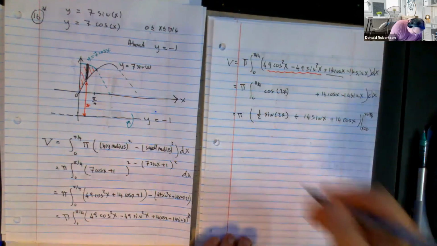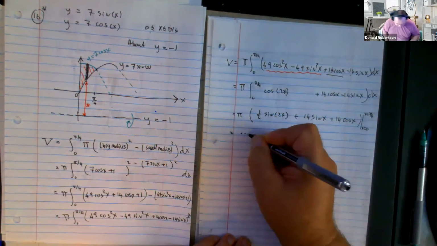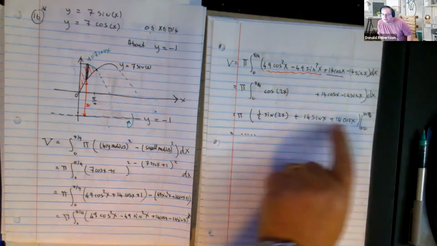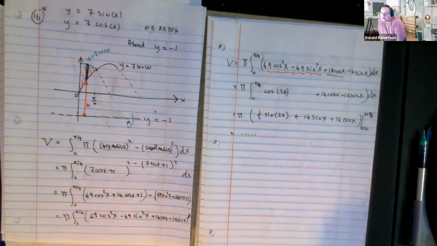And at this point, I'll do my... But couldn't you just plug in pi upon 4, get the exact value, plug in 0, get the exact value, and hopefully something nice comes out of it.